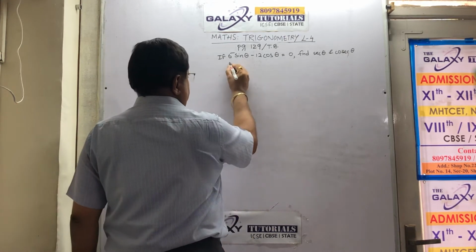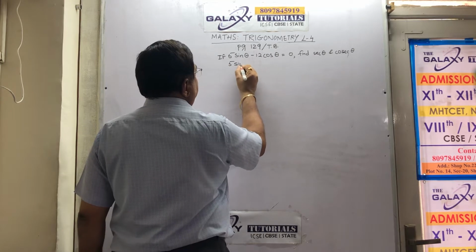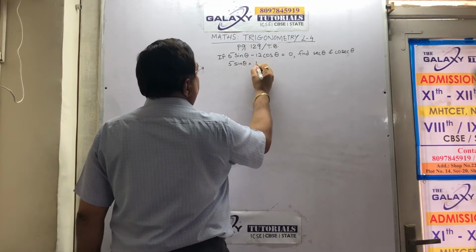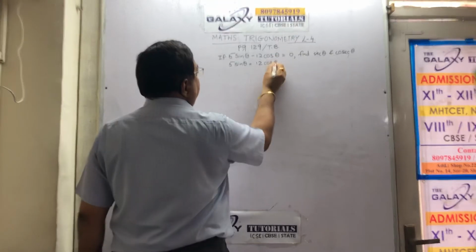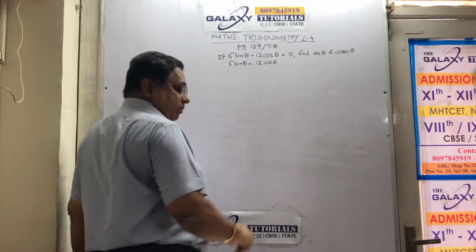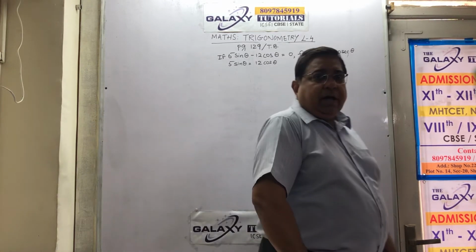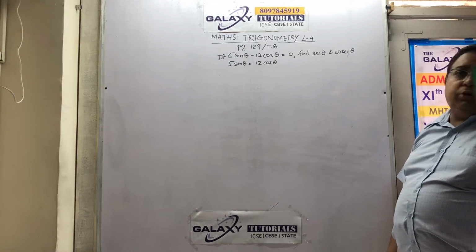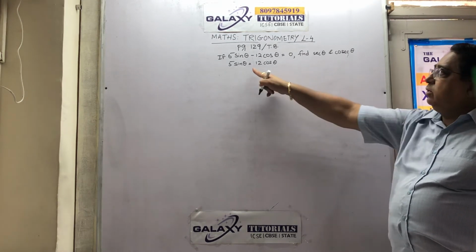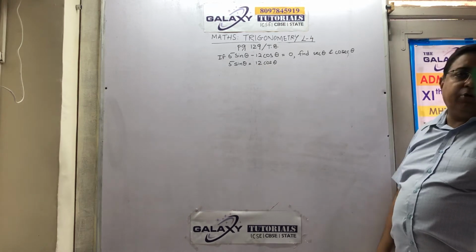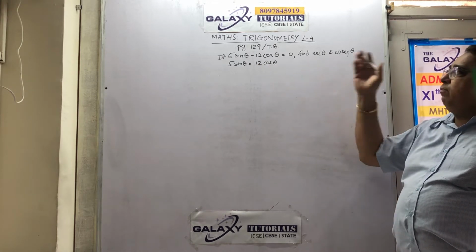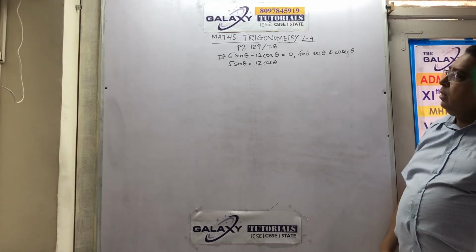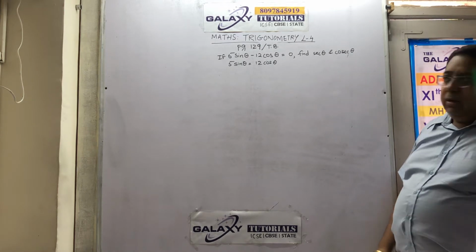So, first thing, 5 sine theta is equal to 12 cos theta. Remember, I changed the sides. I added 12 cos theta on both the sides, so it cancels on this side and that one remains when I add to 0. In simple language, I have transposed it to the other side. So this is our first step.